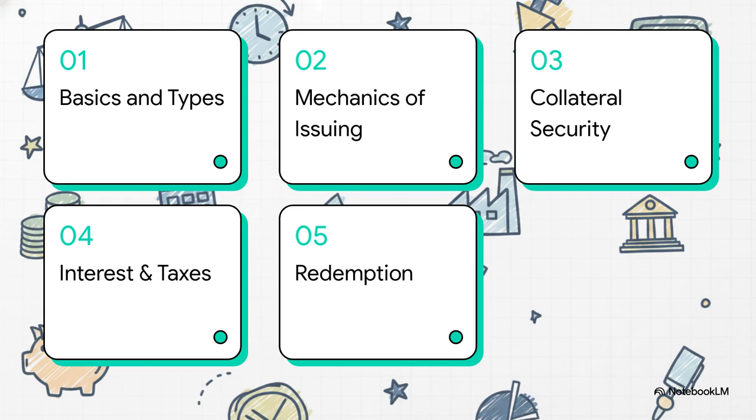Here's today's syllabus on the board. First, debentures basics and types. Second, the mechanics of issuing. Third, special cases, like collateral security. Fourth, interest, taxes, and losses. And finally, redemption, which is how we actually repay the debt.